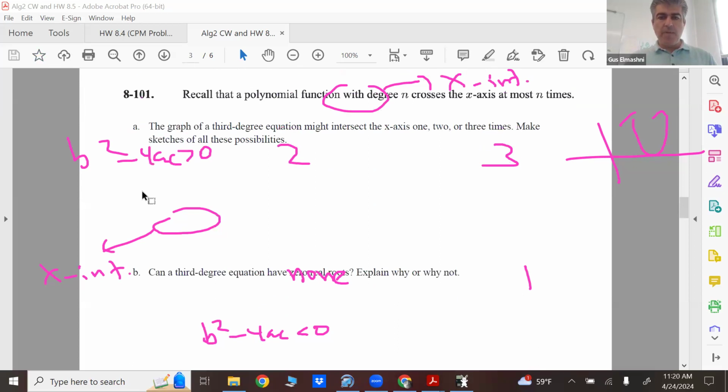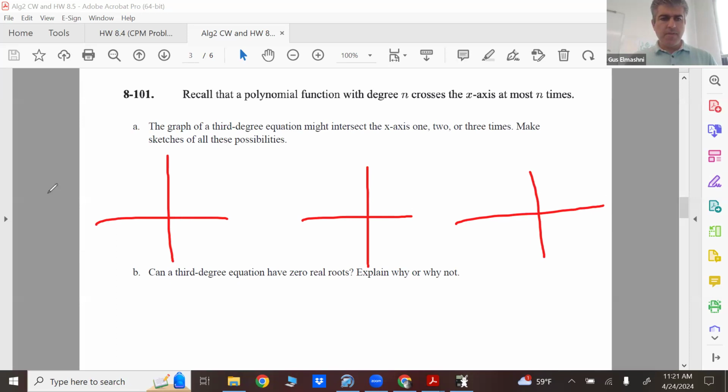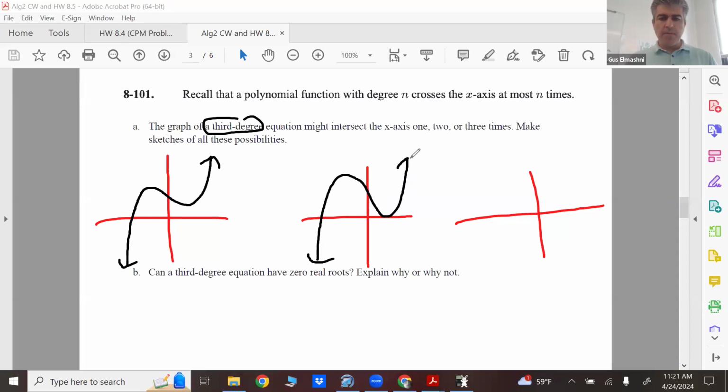Recall that a polynomial function with a degree n can cross the x-axis at most n times. So here they're asking you to make sketches of all 3 possibilities where it touches once, twice, or 3 times. So what if you touch once? You have a 3rd degree. If it touches once, it probably looks like this. Are there many possibilities for it to look, or is that the only way? I mean, we could flip it over, I guess.